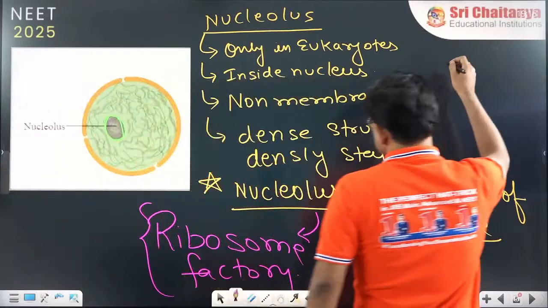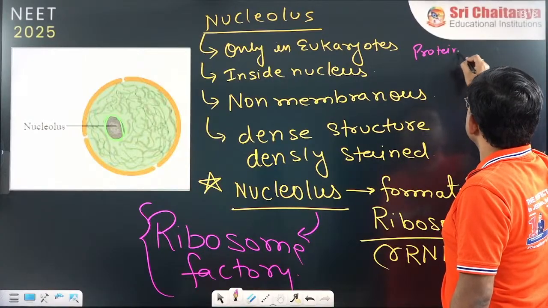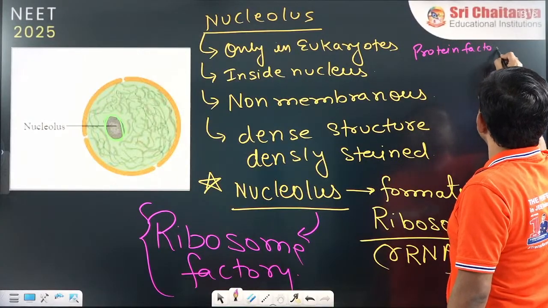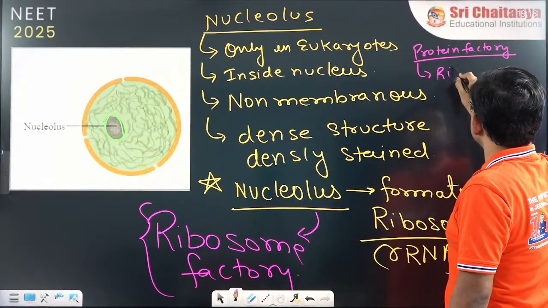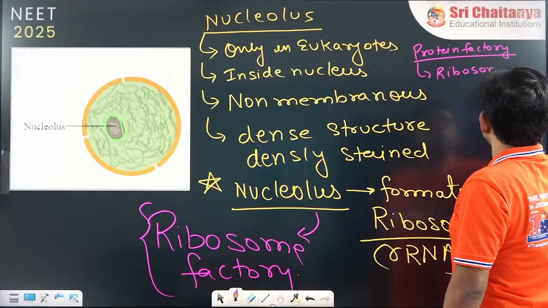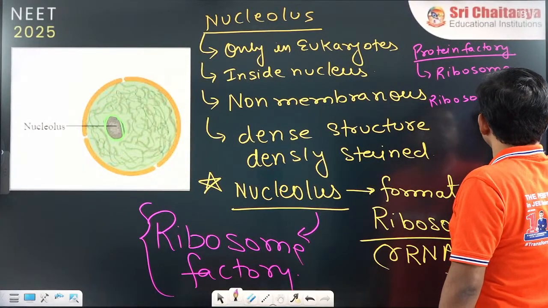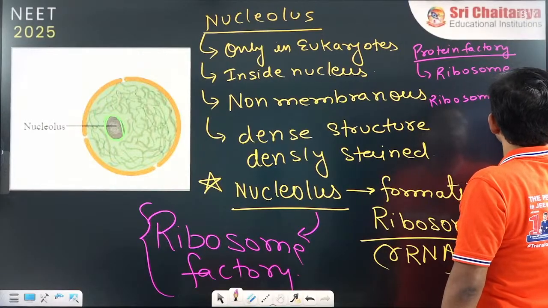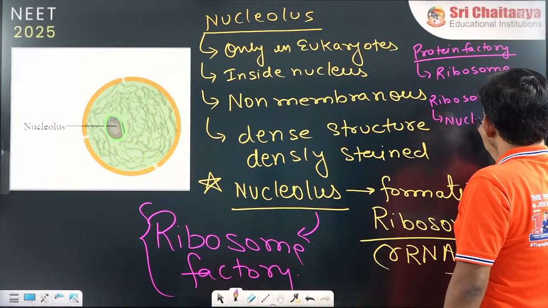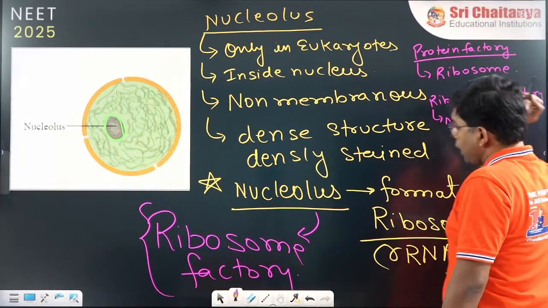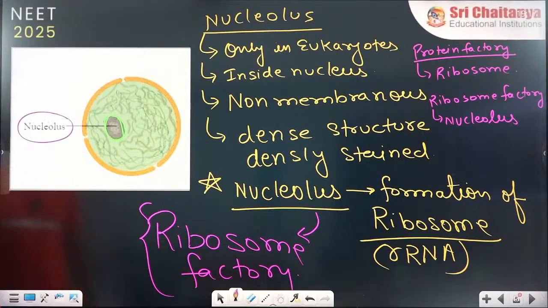I will write in this corner. See, protein factory is ribosome. And ribosome factory is? Ribosome factory is nucleolus. Understood this point? So we have seen the structure and function of nucleolus.